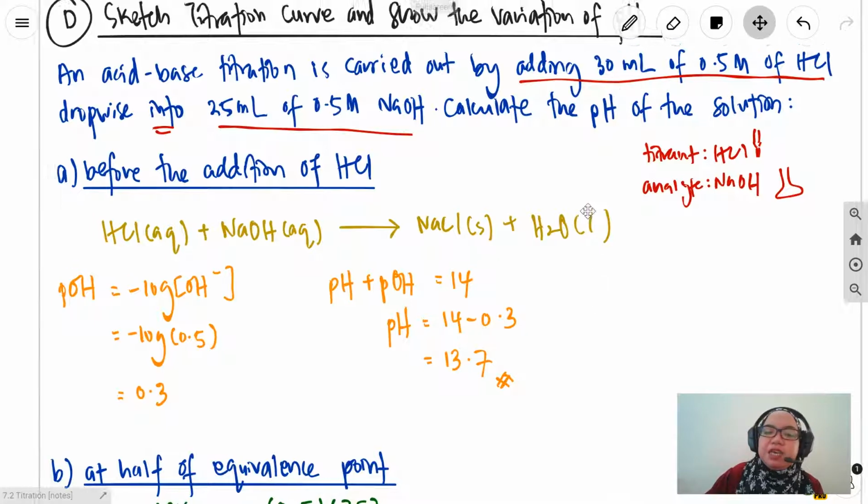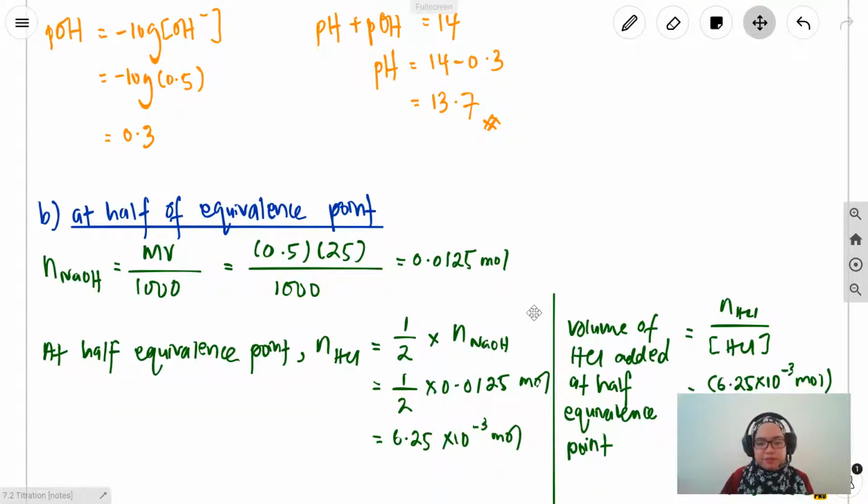Then we calculate the pH at half of the equivalence point. You know the equivalence point is where the moles of acid equal the moles of base. Now we need to find the equivalence point, meaning the total volume of hydrochloric acid added to reach it. We have the molarity and volume of the base, so we can find the number of moles of base. Using MV over 1000, we get 0.0125 mole.